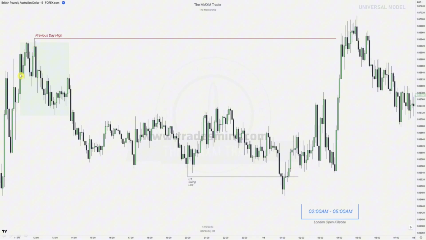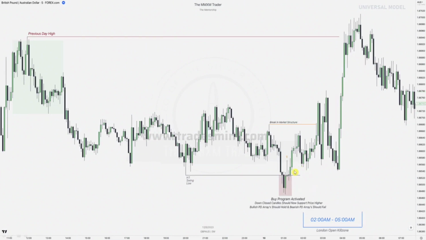So original consolidation has been established to the left side of this curve, sell side of the curve, until we take out this swing low, right? This 1-hour liquidity purge on the sell side. Then waiting for a break of structure as always, and our buy program has been activated. Now, when a buy program is activated, all down close candles should now support price higher, right? And all bullish PD arrays should hold and all bearish PD arrays should fail. So over here, break of structure, right? First indication we're going into a buy program, then a very solid break of structure up here.